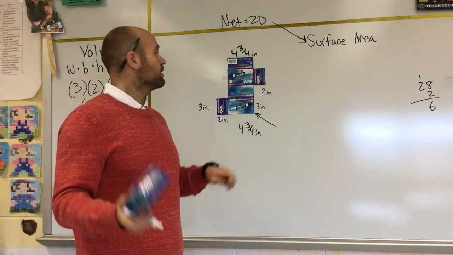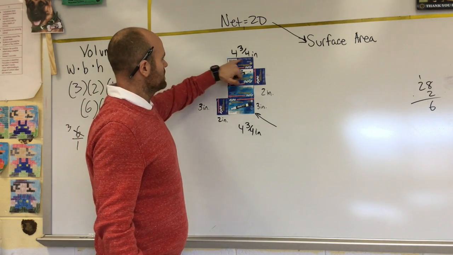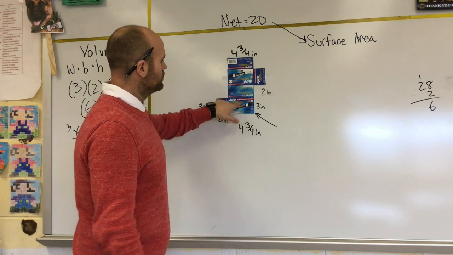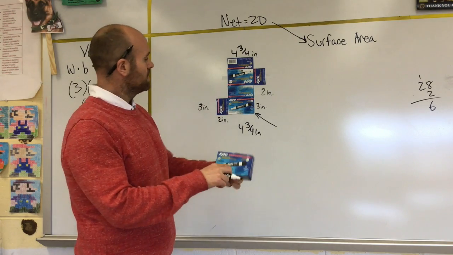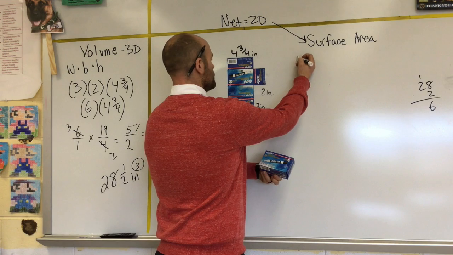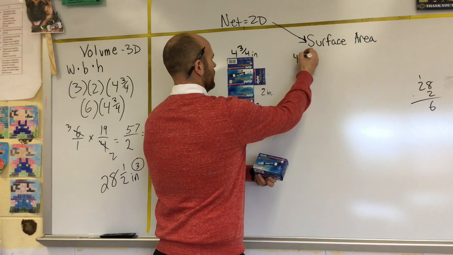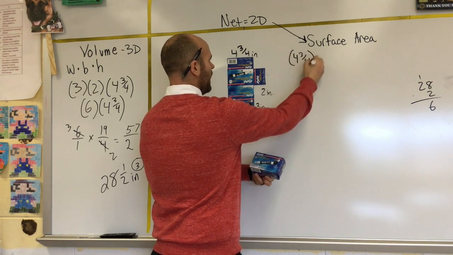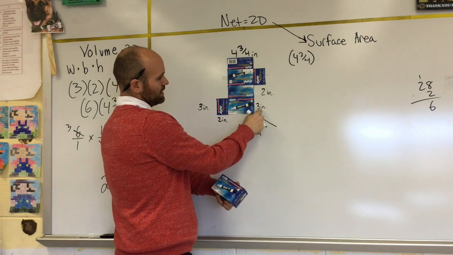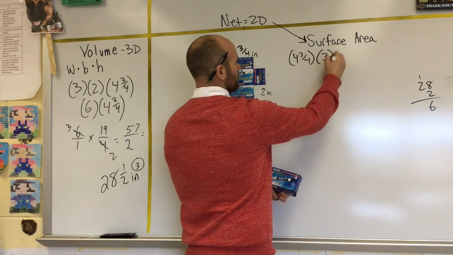Why? Because it's a rectangular prism. So 4 3/4 is the length of this. Well, it's got to be the length of that, and so on. Okay? So just looking at the front of the box, to find the surface area, because it's a rectangular prism, I'm just going to do 4 3/4 times 3, because that's my height, right? So base times my height, which we already learned.